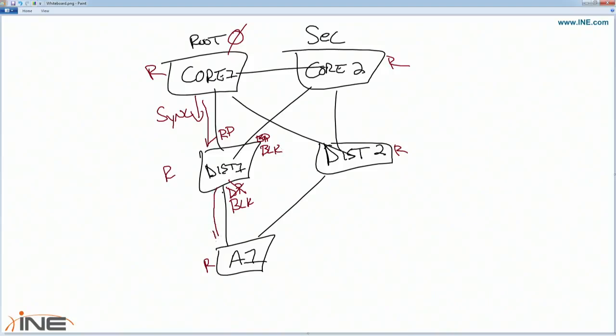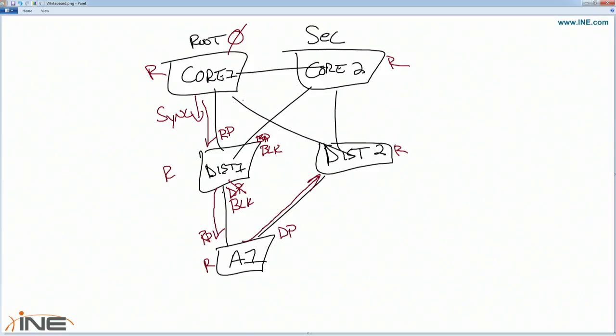the synchronization down. So I send the synchronization down to access switch 1. Access switch 1 says, okay, that's a better cost to the root. This now becomes my root port. This other one is potentially a designated port. I continue to send the synchronization that way.